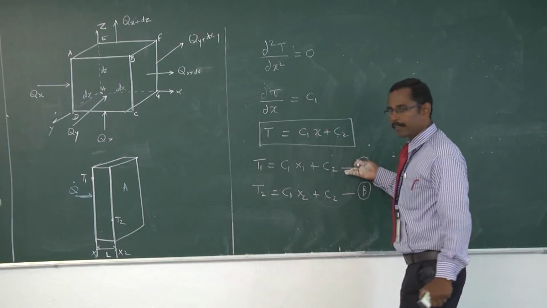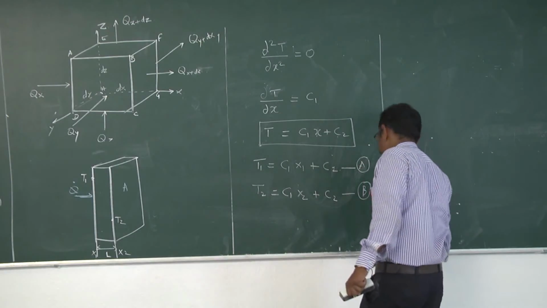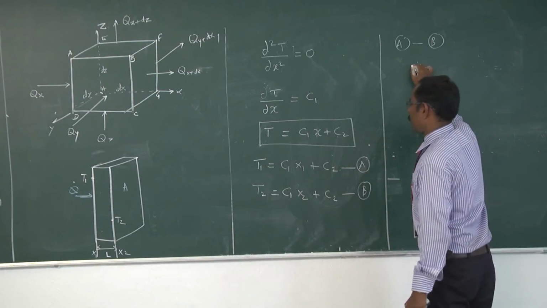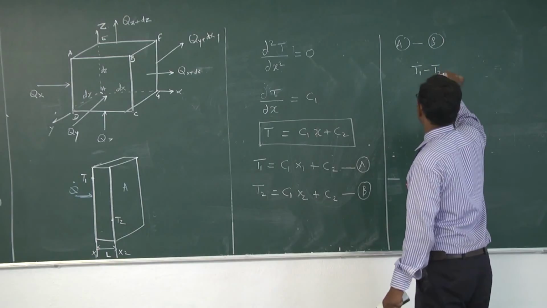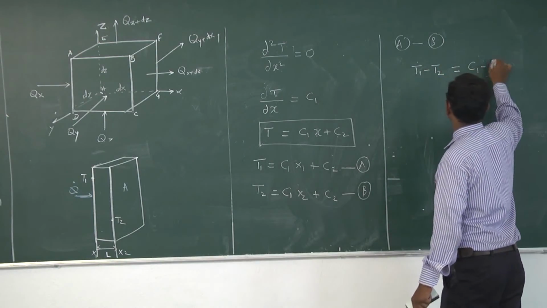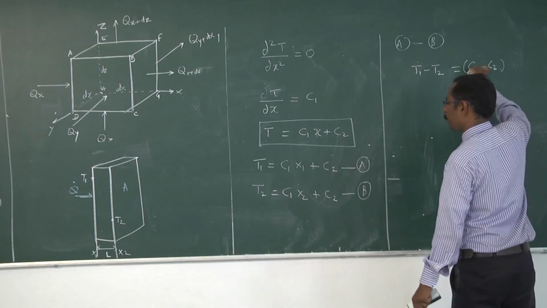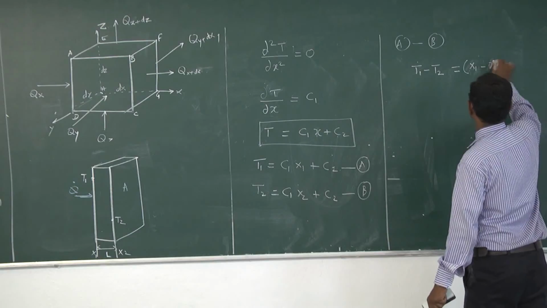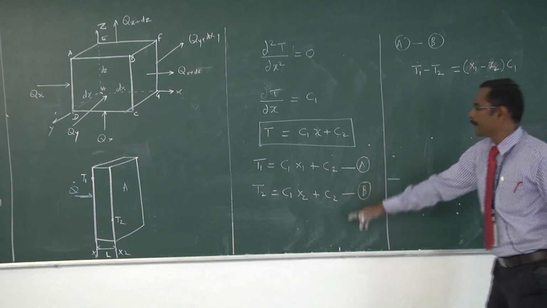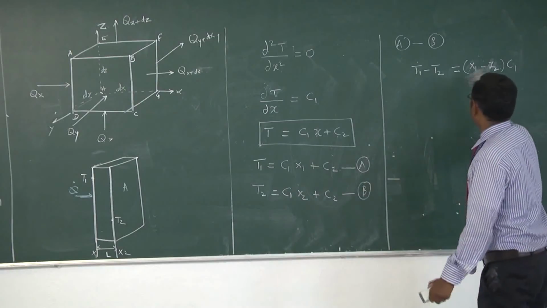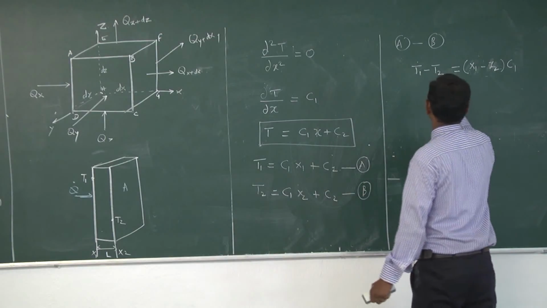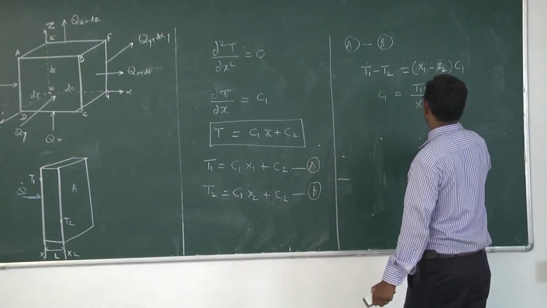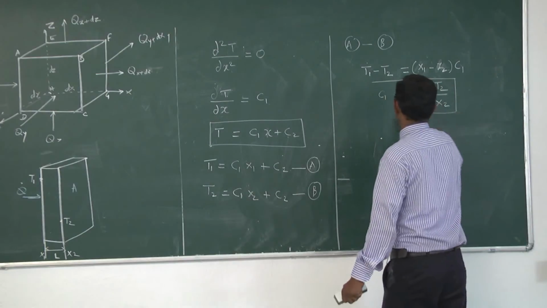Now, equation A minus B gives T1 minus T2 equal to C1 into x1 minus x2. So C2 will be eliminated, and from this equation I can write C1 is equal to T1 minus T2 divided by x1 minus x2. So this is the constant C1.